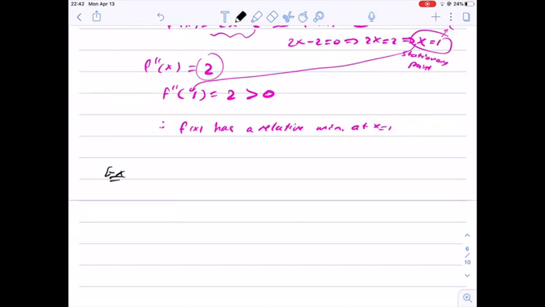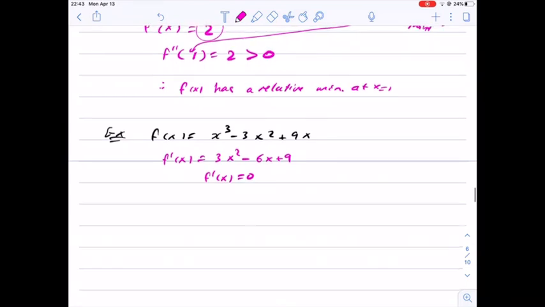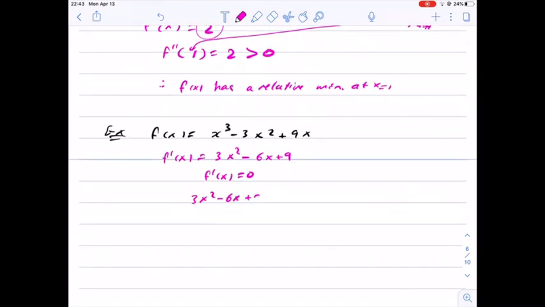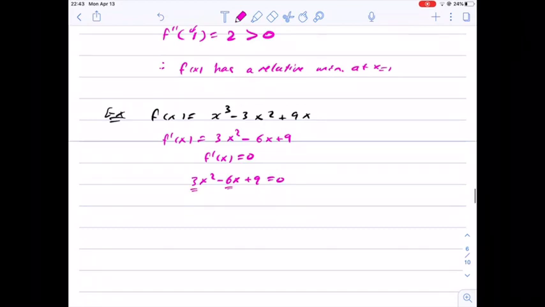Let's take another example. If we are given f of x equals x cubed minus 3x squared plus 9x, here we find the first derivative, 3x squared minus 6x plus 9, and then set this equal to 0 to find the stationary point. 3x squared minus 6x plus 9 equals 0. We can simplify. We have 3 in common. So this is x squared minus 2x plus 3 equal to 0. Now we can factor this.